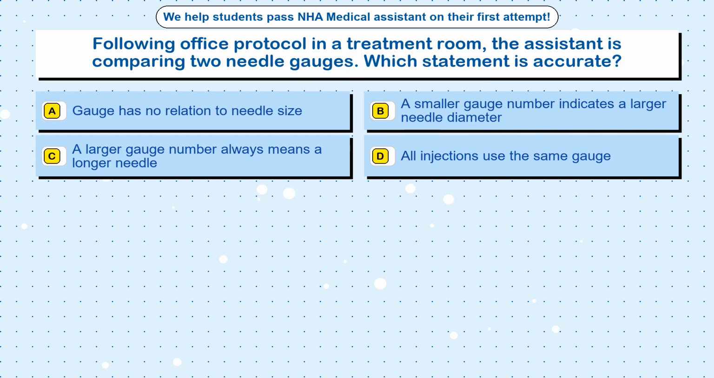Question 22. Following office protocol in a treatment room, the assistant is comparing two needle gauges. Which statement is accurate? Option A, gauge has no relation to needle size. Option B, a smaller gauge number indicates a larger needle diameter. Option C, a larger gauge number always means a longer needle. Option D, all injections use the same gauge.